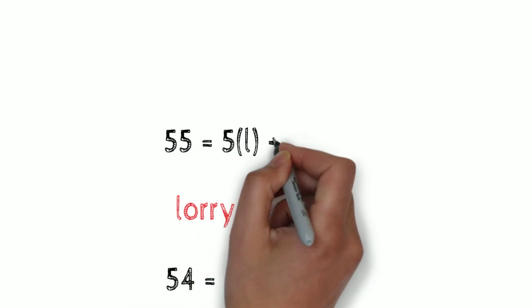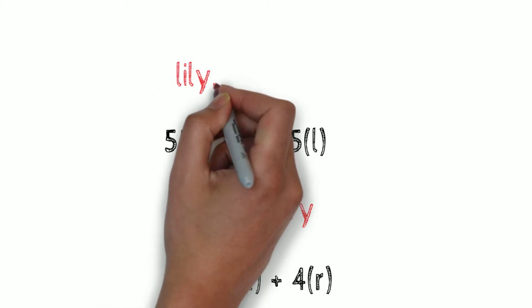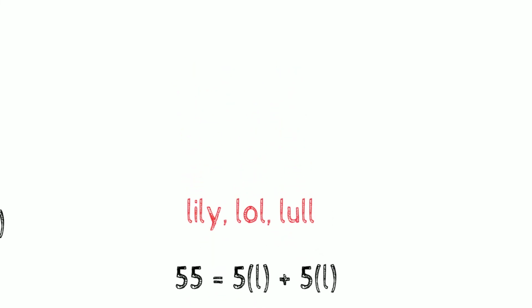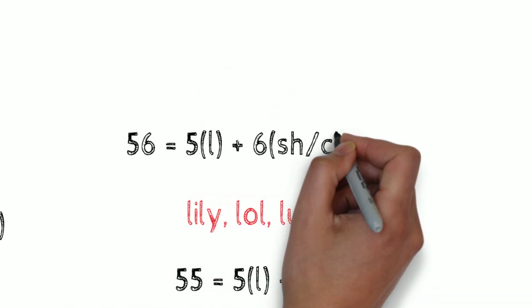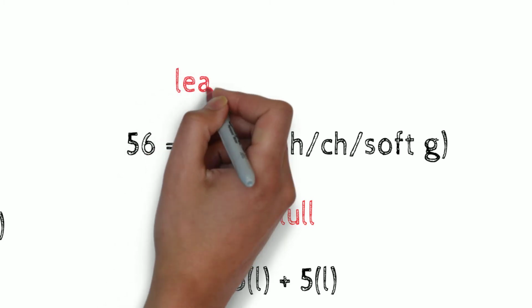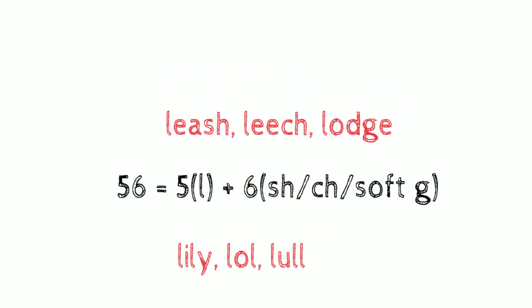For number 55, two L's represent it. What words can you think of? What about lily, lol, or lal, for example? With 56, 5 is still represented by L, while 6 is represented by either sh, ch, or j sounds. Think of words like leash, leech, and lodge as examples.